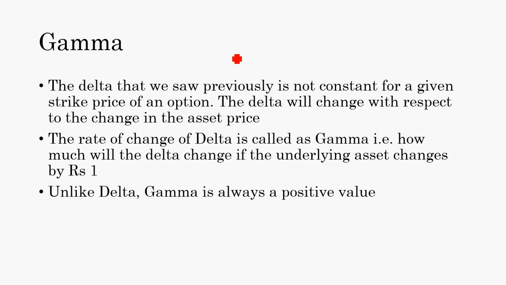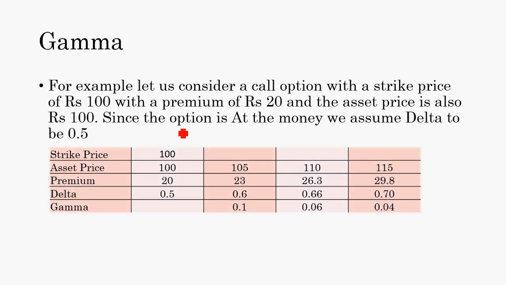For example, let's take this example. There is an asset which is priced at 100, and the strike price of a call option is also 100. So when the strike price is 100 and the asset price is also 100, let's say the premium was 20, and since it's an at the money option, we are assuming that the delta was 0.5. Now let's say that the asset price moves from 100 to 105. When the asset price moves to 105, the premium from 20 is changing to 23. Now if you calculate the delta for this change, the delta will be 0.6.